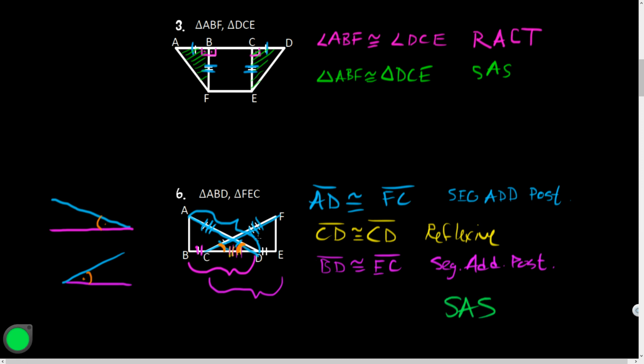That one would have required probably 12 steps in a two-column proof, which would not be fun, and you don't have the space on your foldable notes. So triangle ABD is congruent to triangle FE.